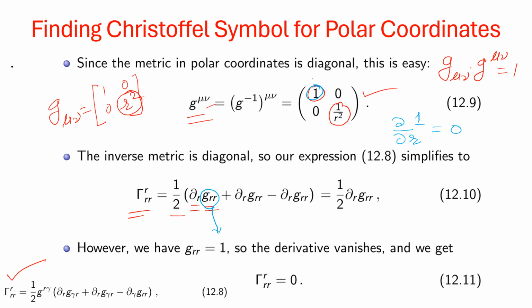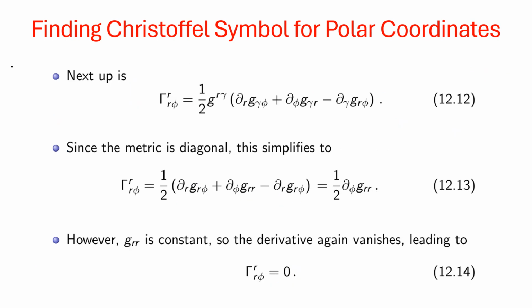The other quantities are likewise 0 plus 0, and g rr, again 1, partially differentiated with respect to r. So independently all three are 0. So gamma r r r is equal to 0. Likewise, many components are 0, and only non-zero components are to be considered. So I am jumping on; gamma r r phi is also 0.